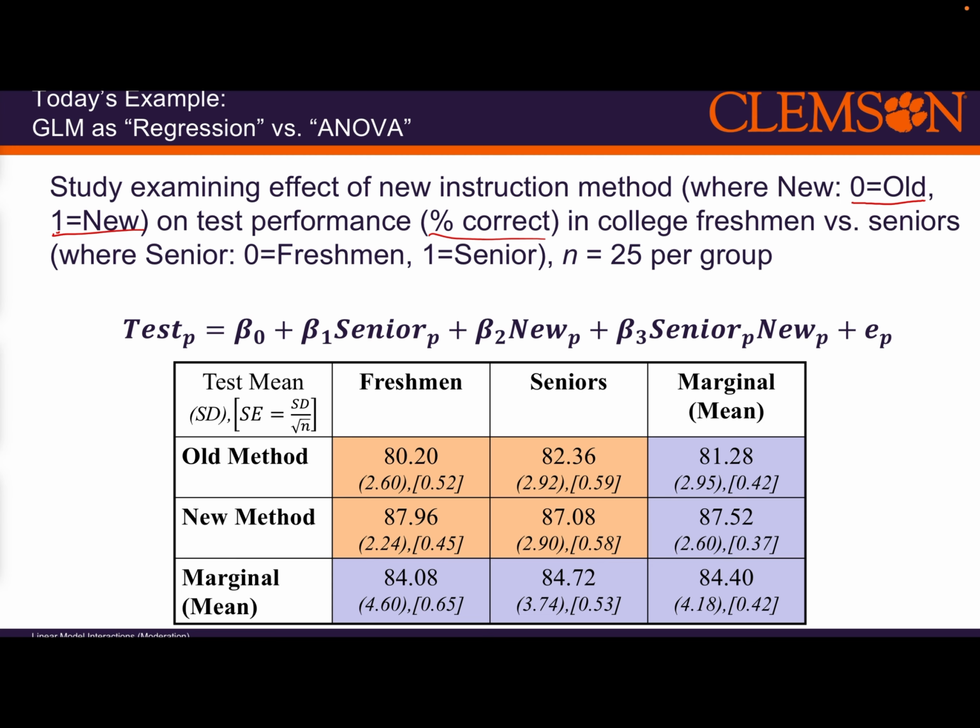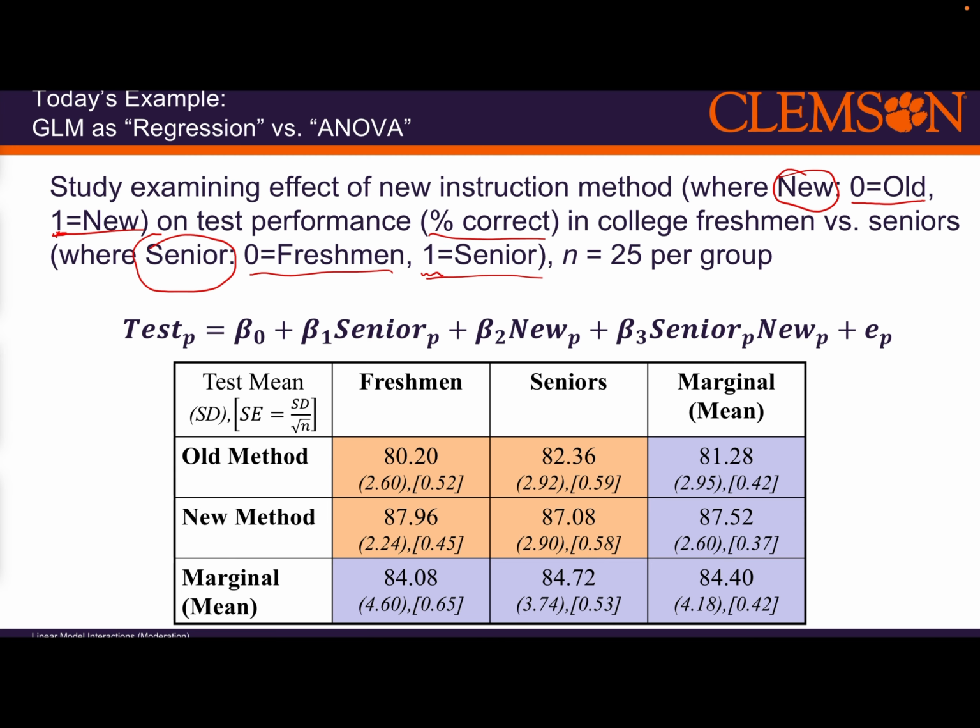But in this example, we look at the effect of new instruction on test performance in college freshmen versus college seniors, where we will also dummy code a freshman being a 0 and a senior being a 1. Now, in this case, I'm going to name the variable senior to indicate the 1 represents a person who is a senior in college. And I'm going to name the variable new to indicate the value 1 indicates somebody is taking a class with a new instruction method versus an old instruction method.